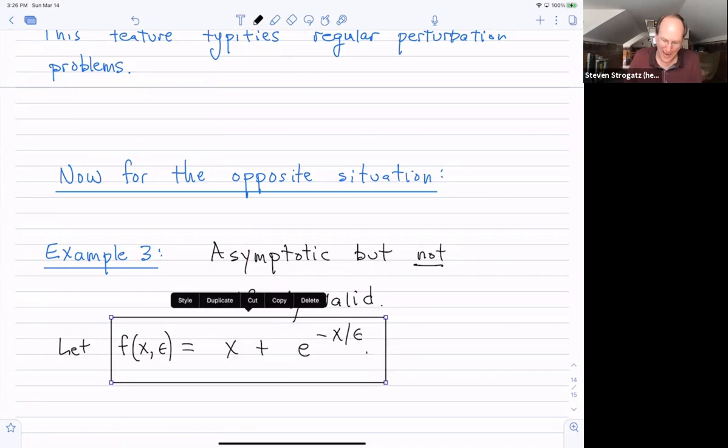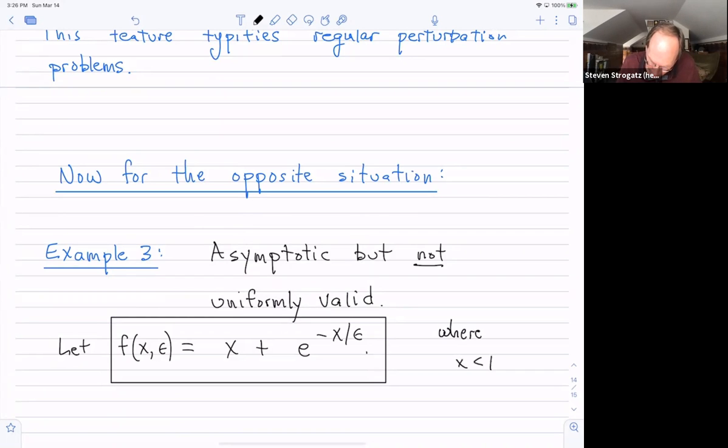Now, why that? Here I should say, I want to think about my x as being a number between 0 and 1. And here I'm being strict about my less than signs. I want x to be strictly greater than 0, not equal to 0. So x is strictly greater than 0, but less than 1. And I'm interested in thinking about this as epsilon goes to 0.